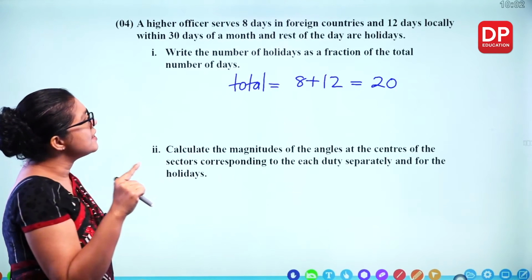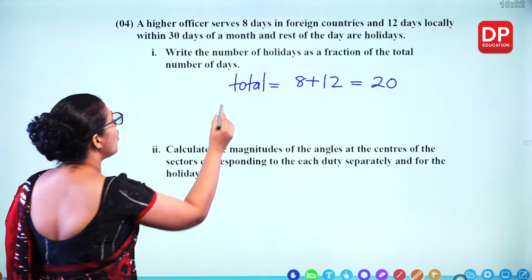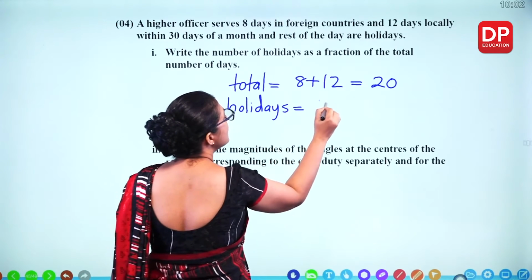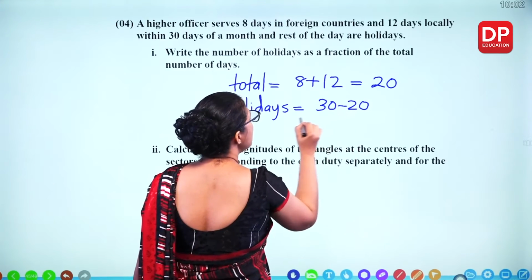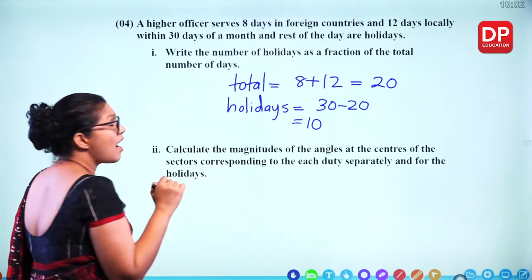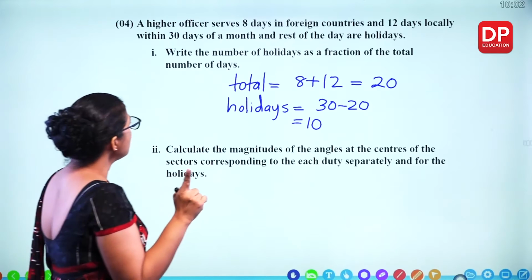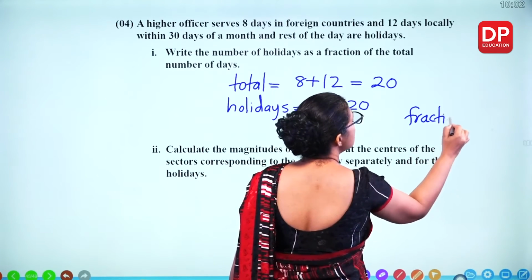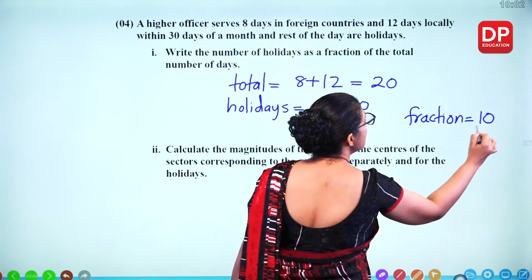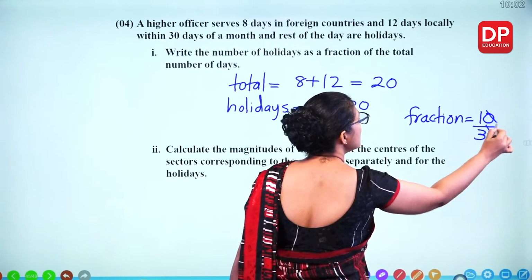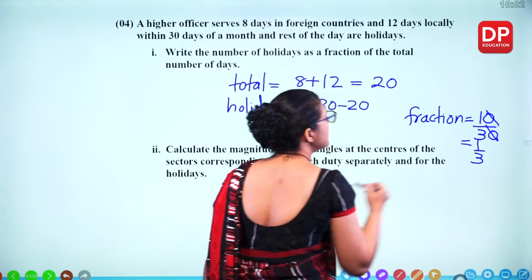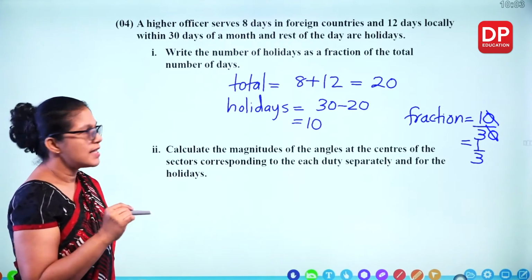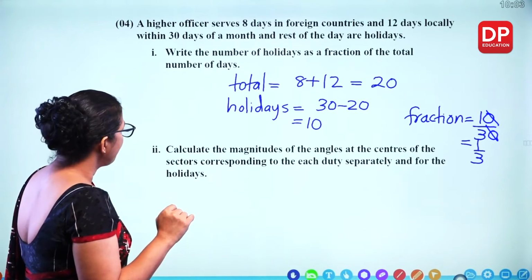So the rest of the days are holidays. How many holidays? 30 altogether minus 20. So 10 days are holidays. As a fraction, that is 10 days holidays out of 30. So the 0s get cancelled out, 1/3. 1/3 is the fraction of the total number of days that are holidays.